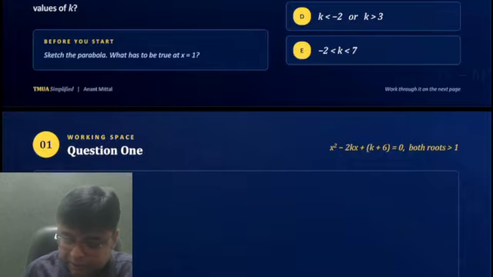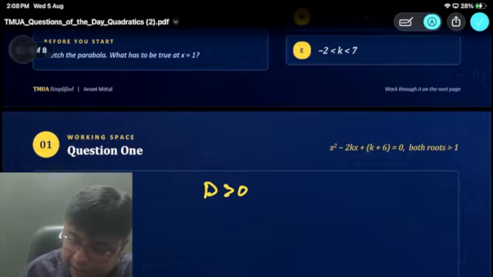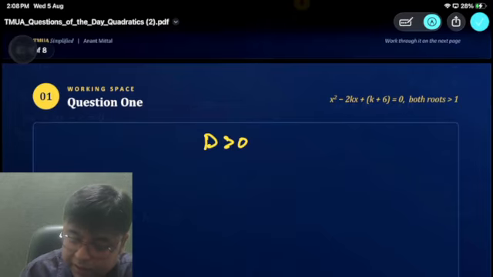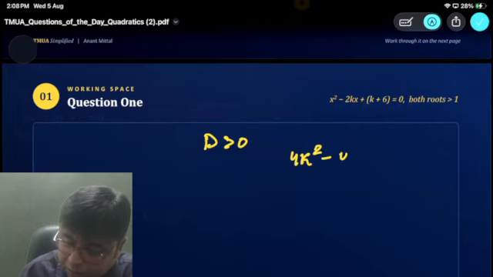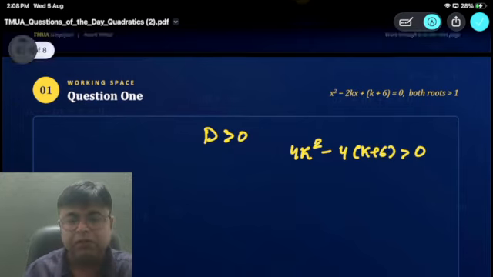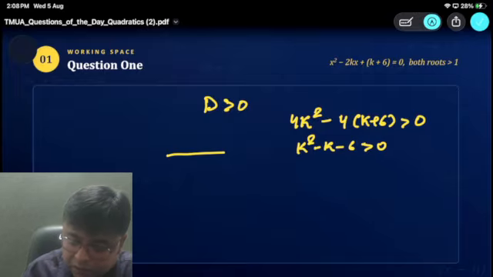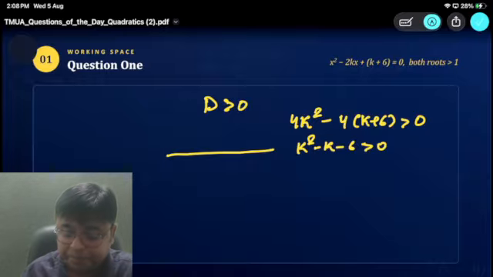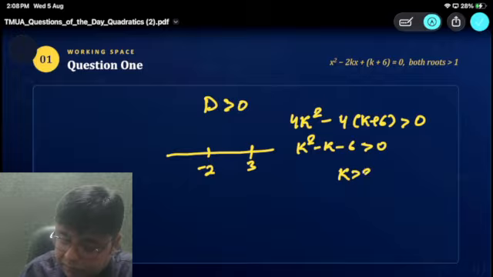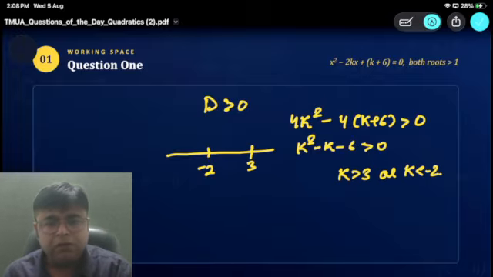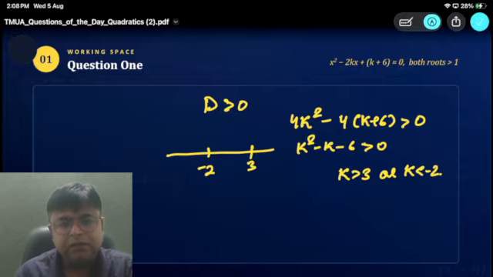So we get b square, which is 4k square, minus 4 into 1 into c, which is k plus 6, should be greater than 0. Once we use this, the 4 gets cancelled. So it becomes k square minus k minus 6 greater than 0. Now if I solve it on the number line, the roots of this are 3 and minus 2. So k is either greater than 3 or k is less than minus 2. Right, so this is what we have got.